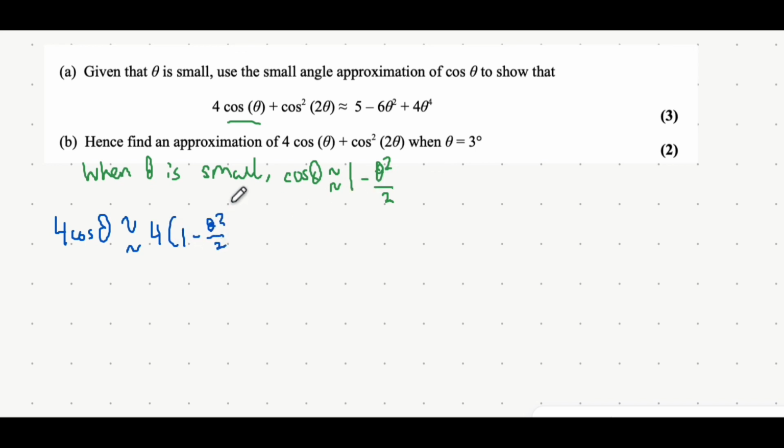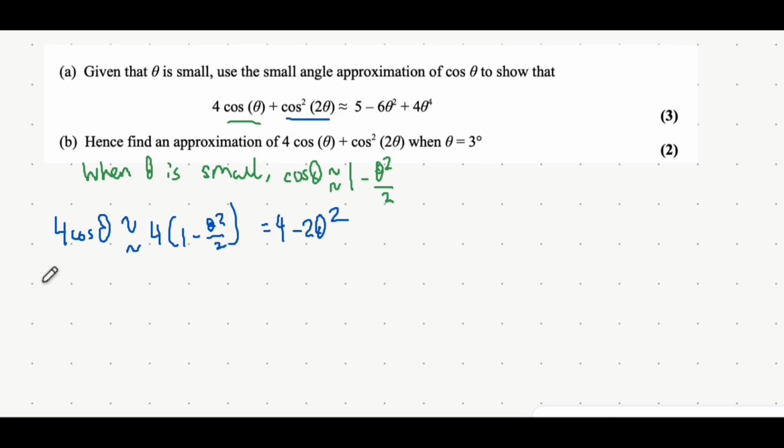So 4 multiplied by 1 is 4. 4 times theta squared over 2 is 4 theta squared over 2, which then simplifies to 2 theta squared. So let's rewrite this as minus 2 theta squared. Perfect. Moving on. Cos squared of 2 theta.